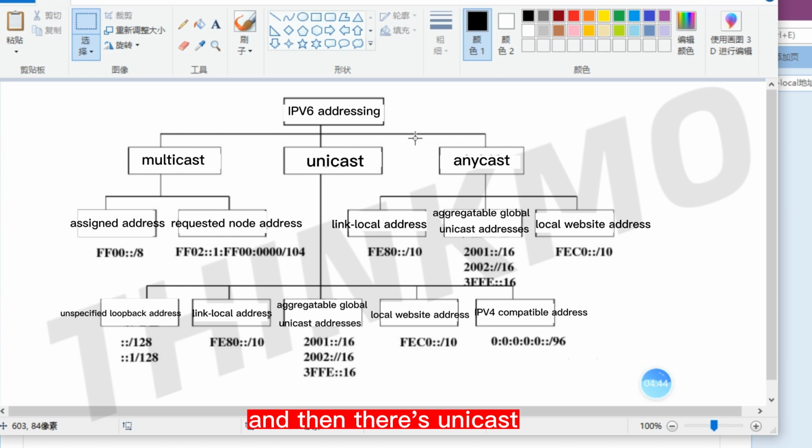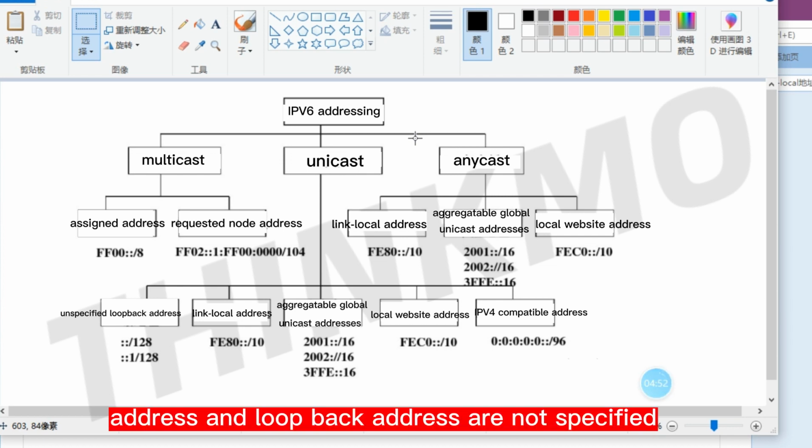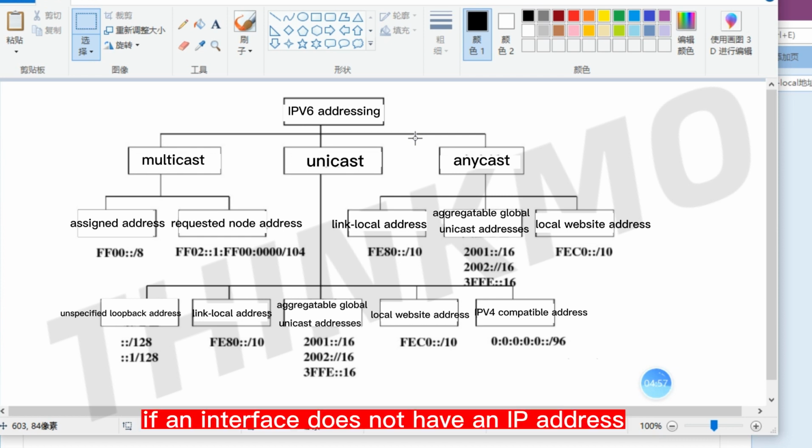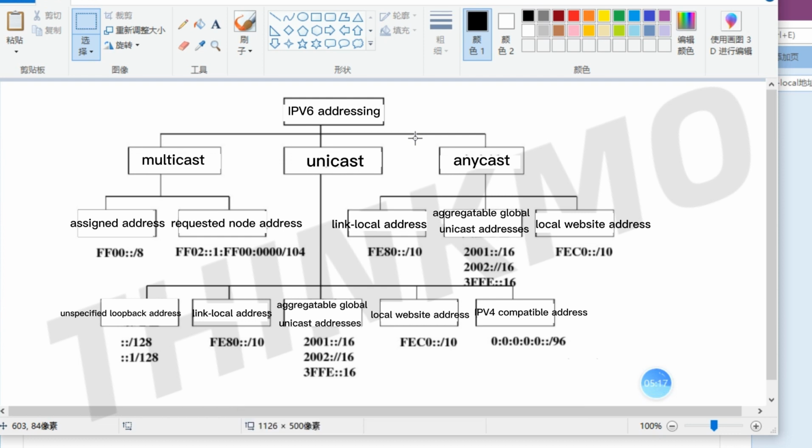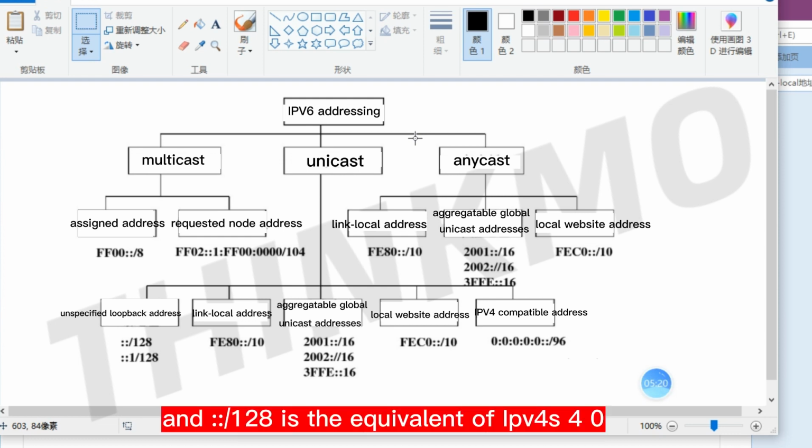And then there's unicast. It is divided into special addresses, for example the unspecified address and the loopback address. The unspecified address is used when an interface does not have an IP address and a packet needs to be encapsulated, so you use the unspecified address as the source address. For example, when a DHCP request is made, the packet is sent with all zeros as the source address. Its /128 form is the equivalent of IPv4's 0.0.0.0.